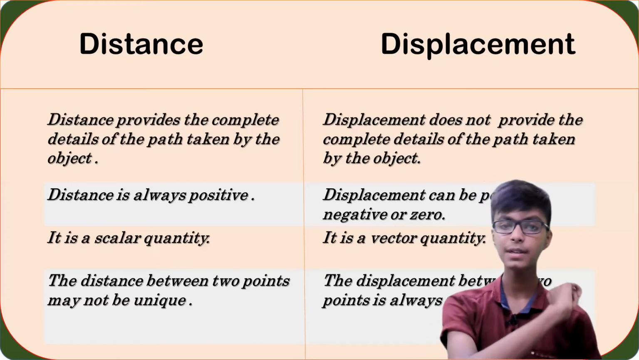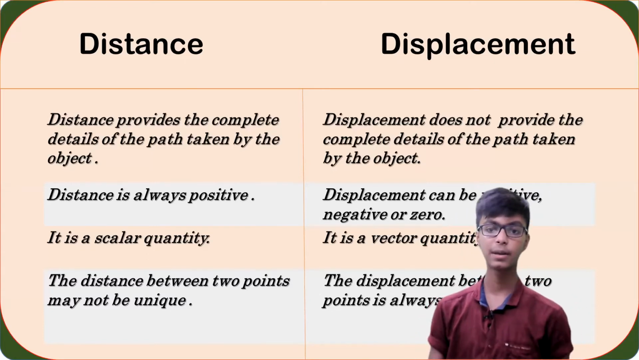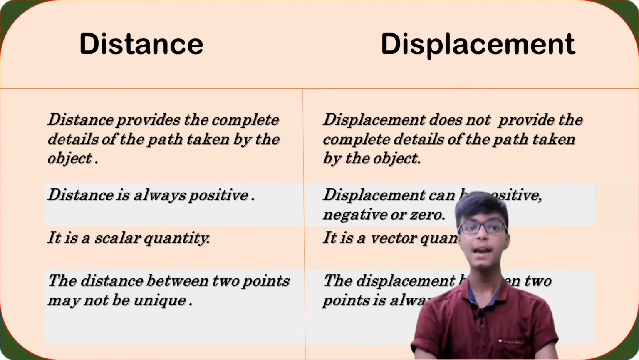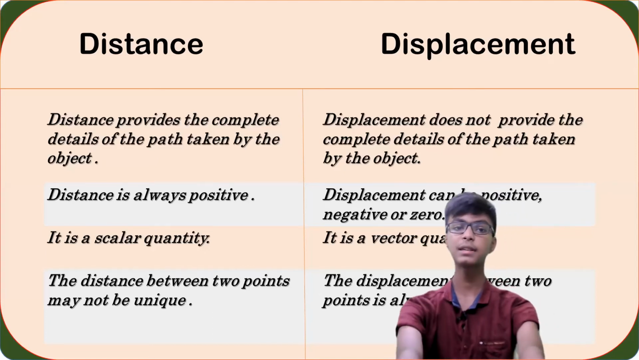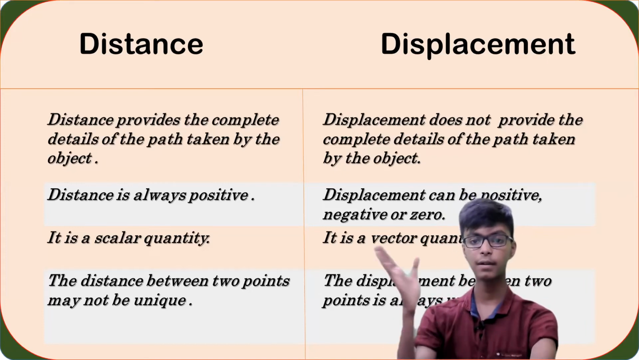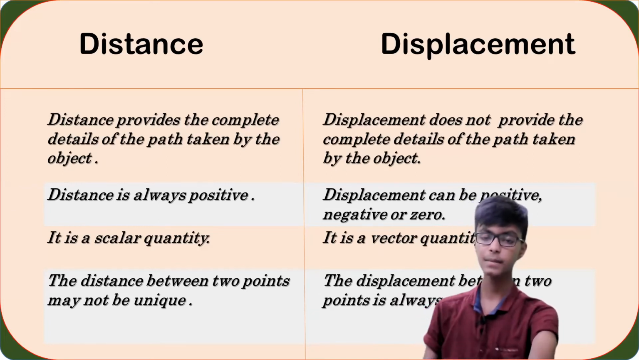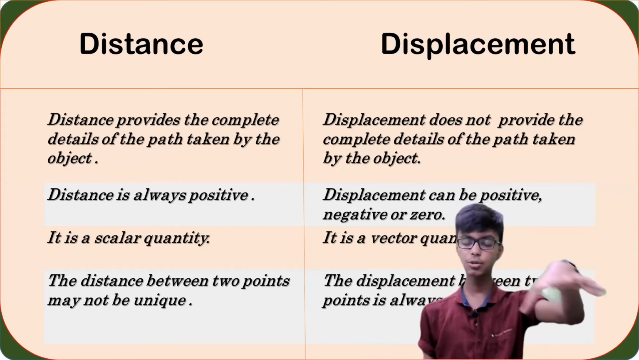The difference between distance and displacement. In every chapter, difference is very, very important. In cells, prokaryotes and eukaryotes, that is important. In physics, the difference between distance and displacement is also very important. The first thing you can see in the case of distance: distance provides the complete detail of the path taken by an object. Distance completely shows the path.